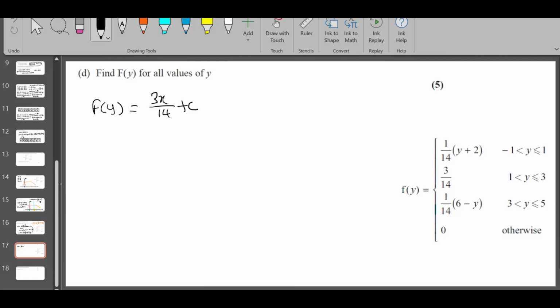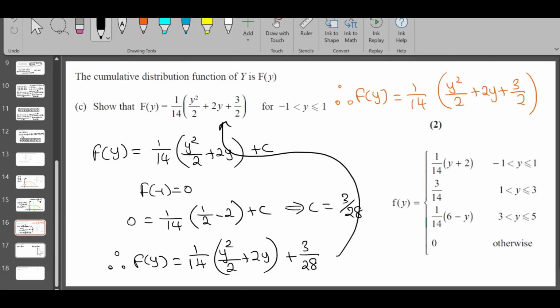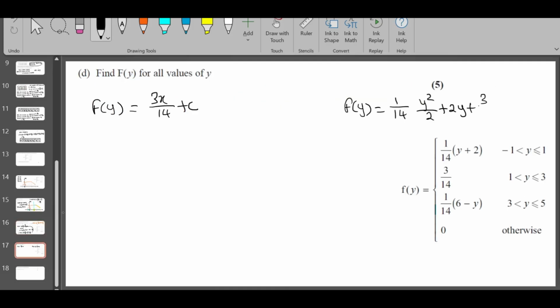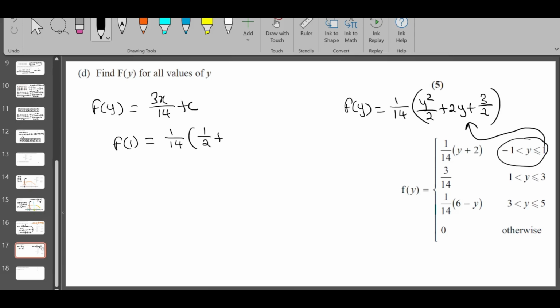Okay. We have already calculated f of y is equal to 1 over 14 y square over 2 plus 2y plus 3 over 2 for this interval, right? So sub in y by 1 here to get the value. So f of 1 is 1 over 14 times 1 over 2 plus 2 plus 3 over 2.